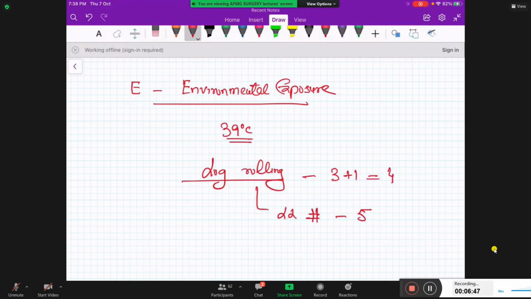3 plus 1 is 4. No, 3 plus 1 is the number of individuals. 3 individuals will turn and 1 individual will examine. So it is 3 plus 1.